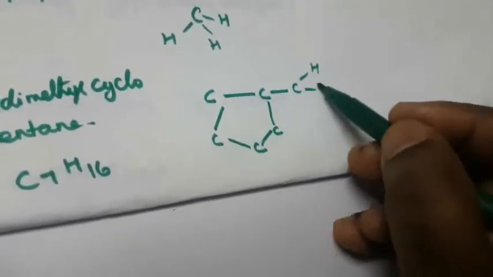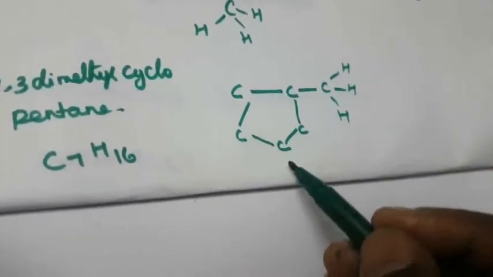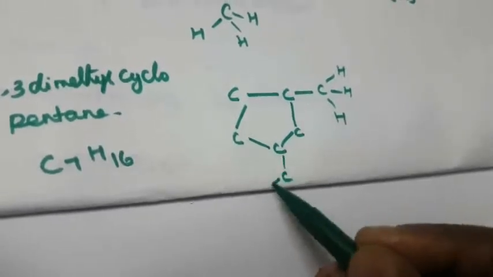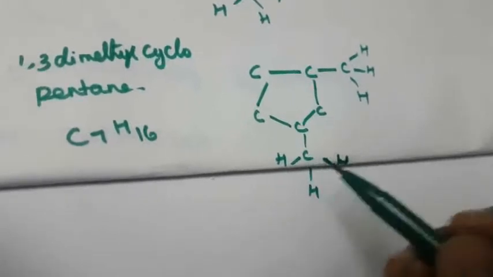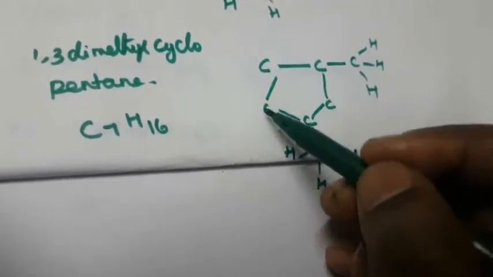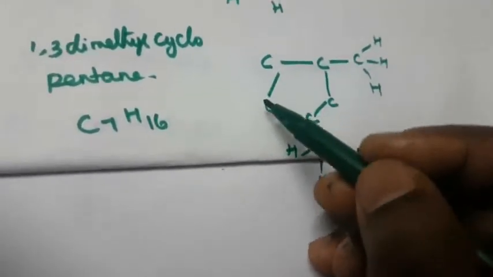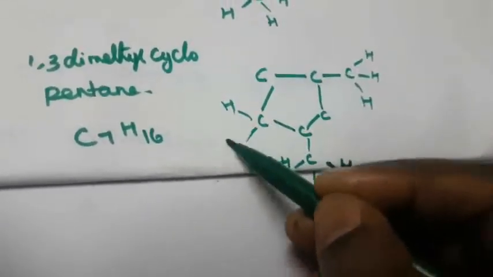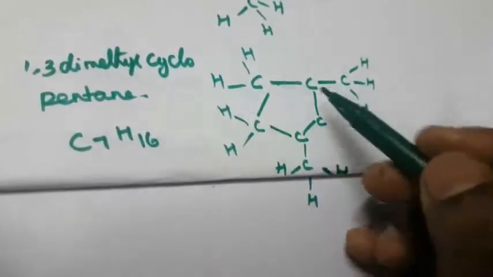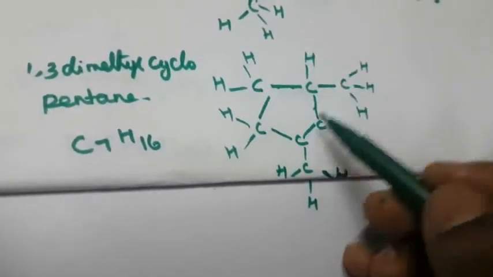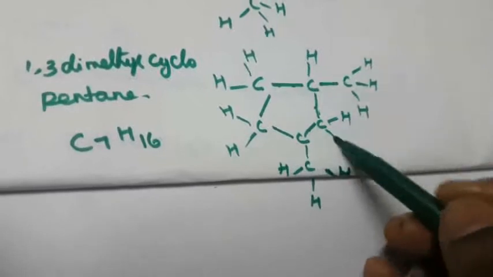That is CH3, one methyl group. Here also one methyl group. Okay, that is dimethyl. So for the remaining carbons, here 2 bonds are there, again one hydrogen, here one hydrogen, here 2 hydrogens, here another bond. Okay, so here 1, 2, 3, one hydrogen, here 1, 2, so one hydrogen, one hydrogen.